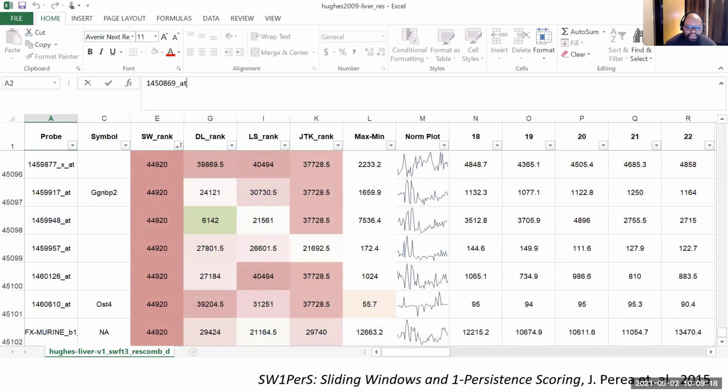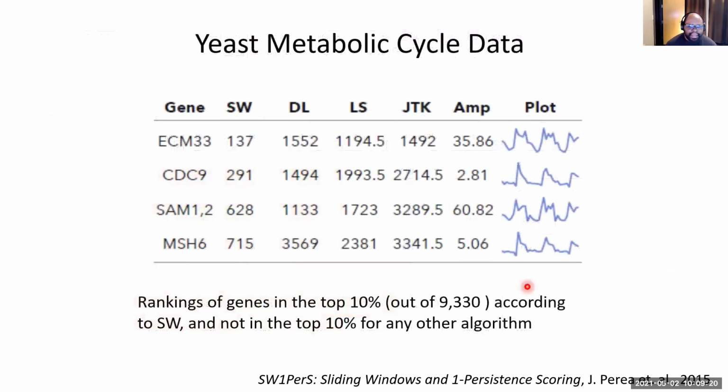And what turned out to be the case was that if we compared sort of the types of genes that we found in sort of several systems, for example, the yeast metabolic cycle, we found genes that were very much periodic, but that if you try to find them with other standard methods, other sort of state-of-the-art methods at the time, you would lose them. You would not be able to find them in the top of the ranking.